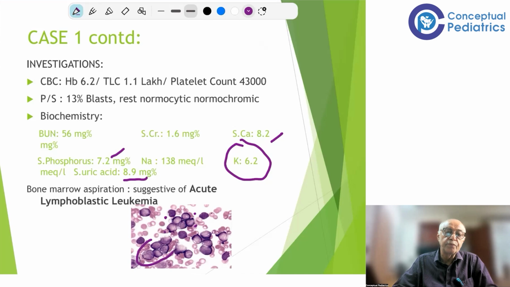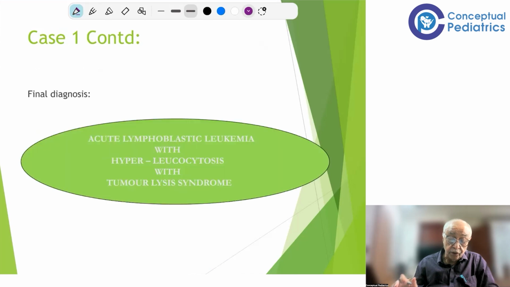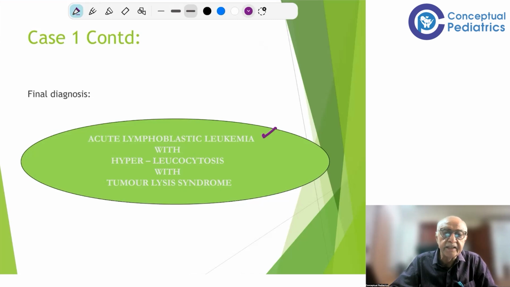So it has been proven by your examination, but then biochemically, what is this child suffering from? Now the final diagnosis, which I'm trying to tell you, is acute lymphoblastic leukemia, but this child had a higher count of 1.1 lakh per cubic millimeter. That means if the TLC is more than 1 lakh, we always call it hyperleukocytosis.